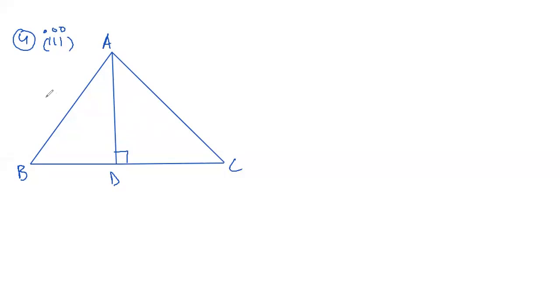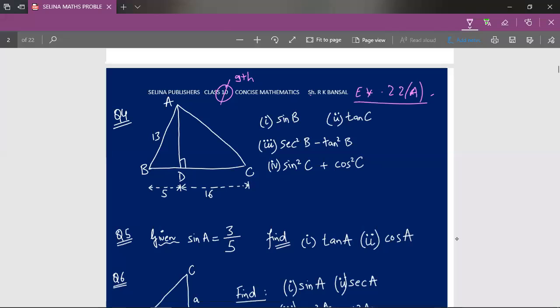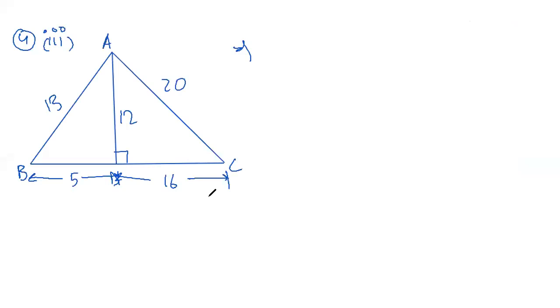So our AB is equal to 13, our base is 5, and our base in triangle ADC is 16, and our hypotenuse AC in triangle ADC is 20. And our perpendicular is 12. So the third part states that find secant square B.